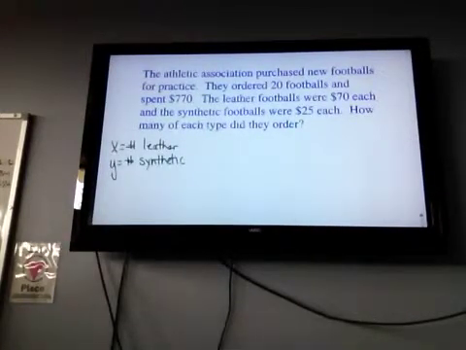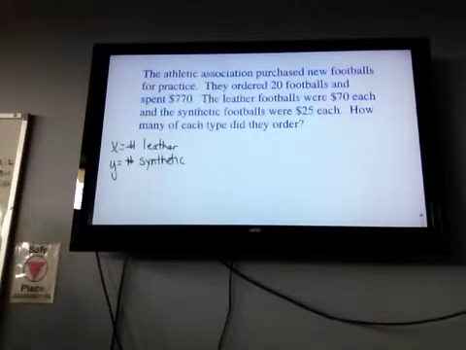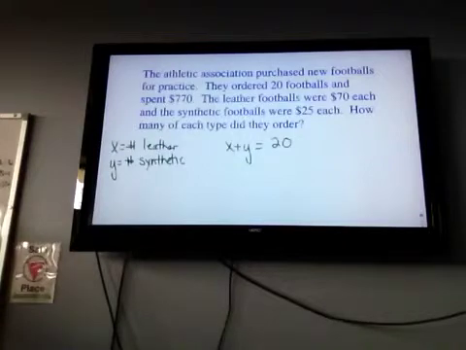Okay, so again, one equation is going to be a simple equation that deals with quantity. How many? They ordered 20, some of each type. So X and Y together, X plus Y, equals 20.